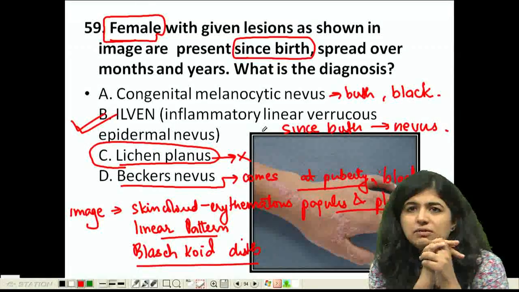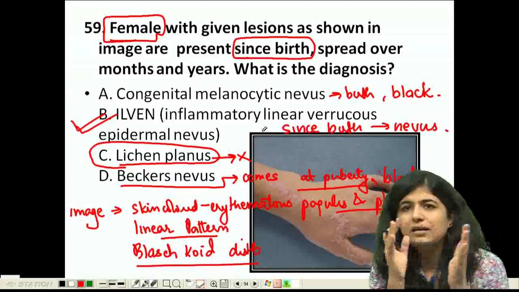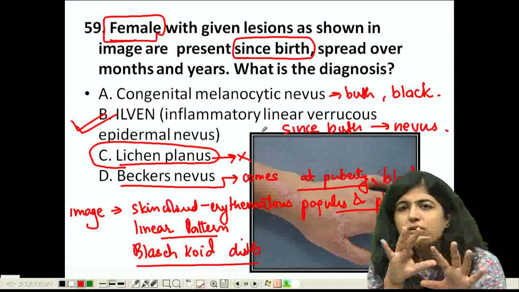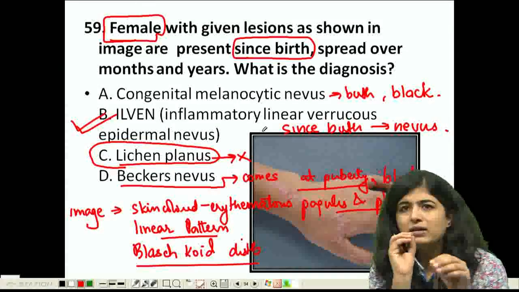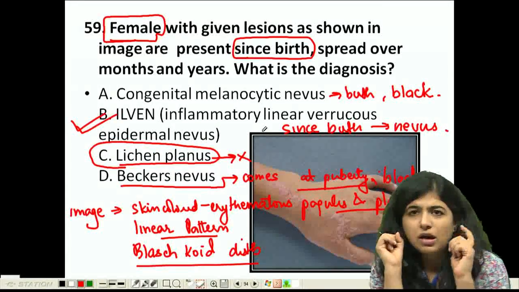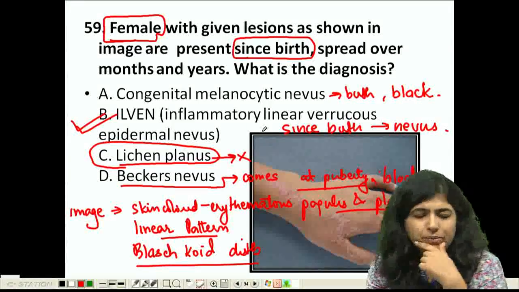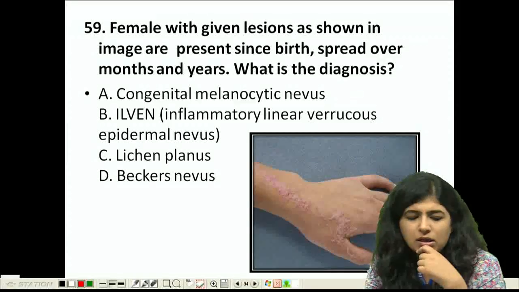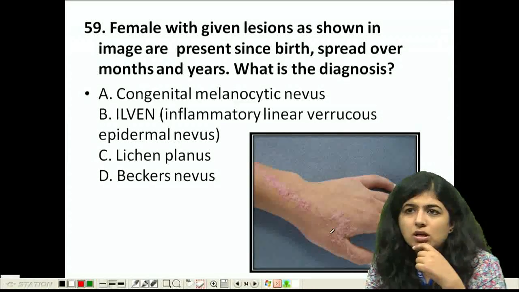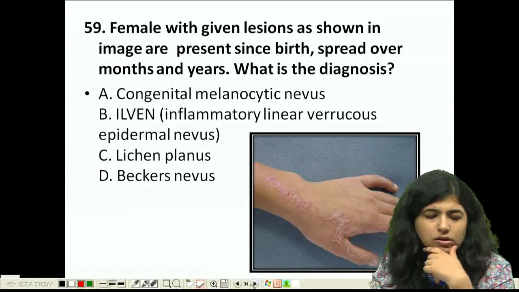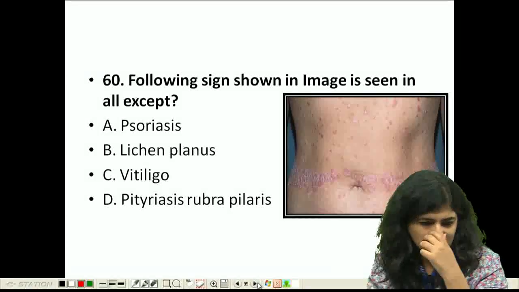Not the answer. Becker's nevus is also not present since birth. That is an androgen sensitive nevus, comes after you attain puberty. There will be blackish pigmentation with overlying dark black hair. Not Becker's nevus again. Answer is ILVEN, inflammatory linear verrucous epidermal nevus. Look at the image again. This is how ILVEN looks like. Clear to everyone? Any doubts in this? I hope not. So we move on to the next question.